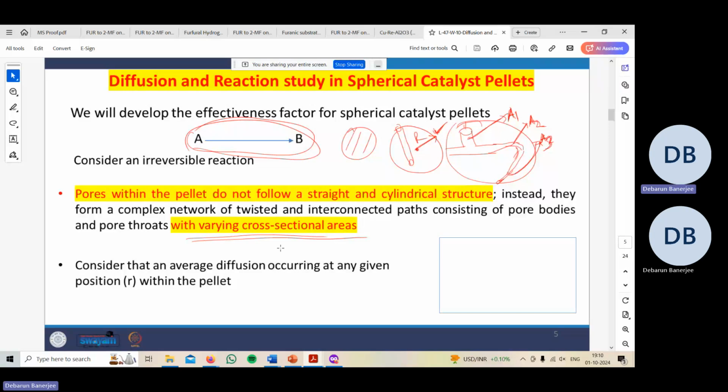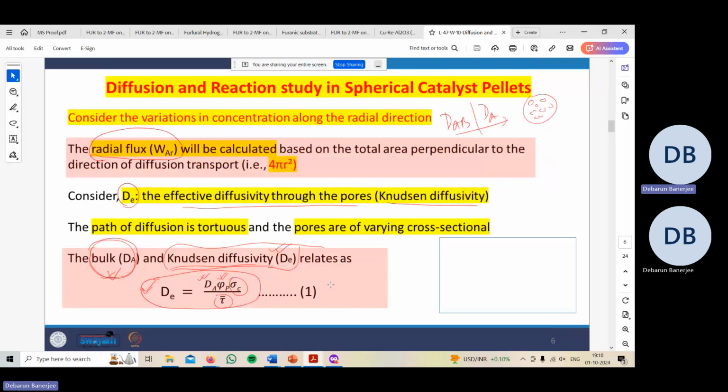So if we consider an average diffusion occurring at any given position within the pellet, the radial flux will be calculated based on the total area perpendicular to the direction of diffusion transport, which is 4 pi r square. The bulk diffusivity and the Knudsen diffusivity relate by this formula: D equals D_A psi_p sigma_c by tau bar. The path of diffusion is tortuous and pores are of varying cross section.